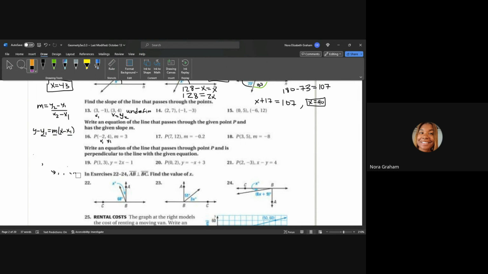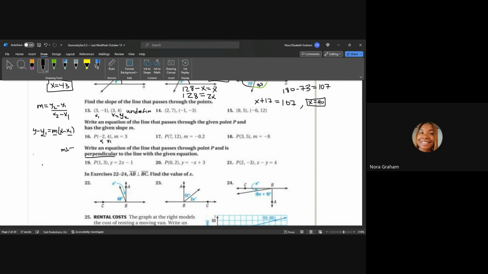So now let's go ahead and look at 19 through 21. This one says write an equation of the line that passes through the point P and is perpendicular to the line with the given equation. So remember, a perpendicular line to one line is basically going to have the opposite reciprocal slope, meaning a sign change, and reciprocal, meaning we flip our fraction. So we're going to be using the same formula, but instead of using the slope they give us, we are going to use the perpendicular slope to plug into our point slope formula.